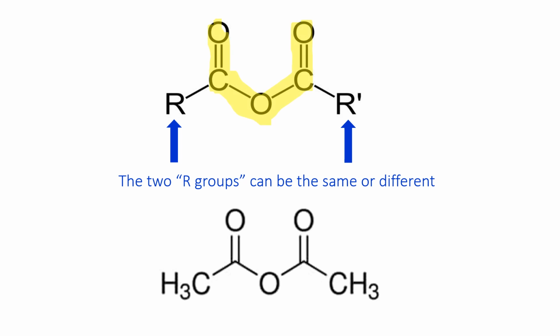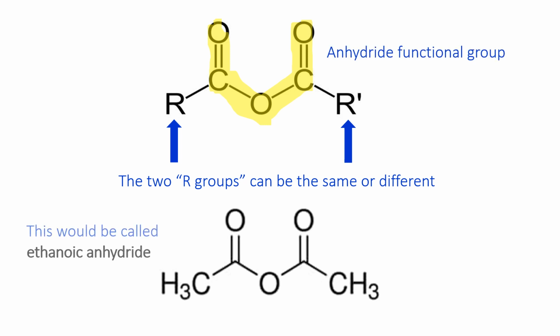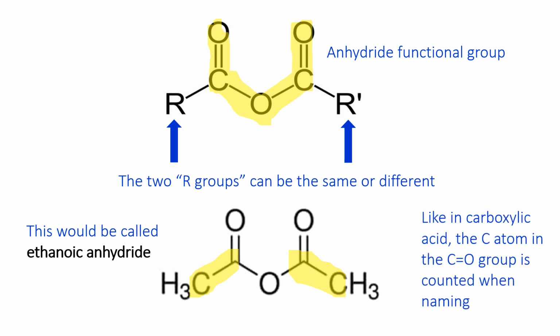So the actual active part of the functional group is two C=O bonds bridged by an oxygen atom. So this is called the anhydride functional group. So at the bottom, it would be called ethanoic anhydride, because each of the separate carbon chains is 2 carbons long, including the carbon in the C=O. You don't include the oxygen in the chain, so it's 2 separate ethyl chains you're talking about. So in that way, they're named in a similar way to other carbonyl derivatives such as carboxylic acids.